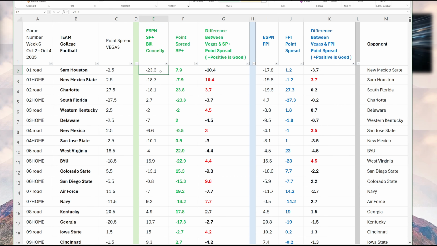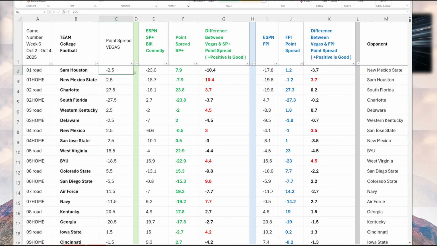Sam Houston is 23.6. What you do is you subtract these two numbers, the numbers of the two teams, and then you add 3 to the home team. Then the favored team will get the minus. So Sam Houston is favored by minus 10.4. That means Sam Houston needs to win by more than 10.5. Basically, they need to win by 11 points to cover the spread. So if New Mexico State loses, but loses by 10 or less, then they cover that spread.